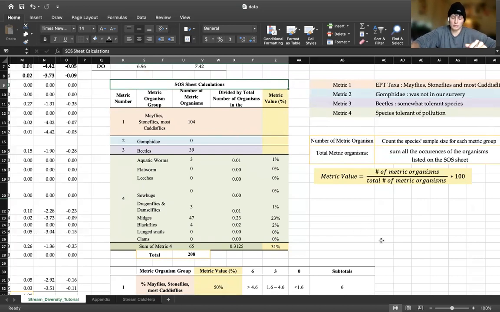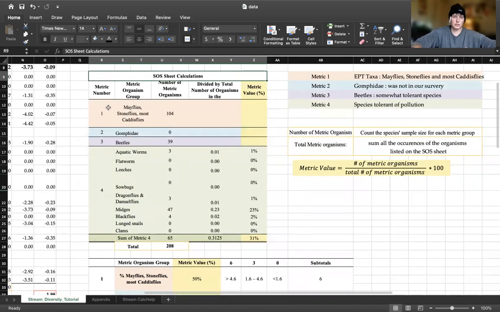You're going to use the metric value that we determine with this formula to give each of these metric classes a score. Then we can sum the scores together, and it's going to give us a total that tells us what condition the community is in. Like I said before, it's going to be acceptable, partially acceptable, or unacceptable.